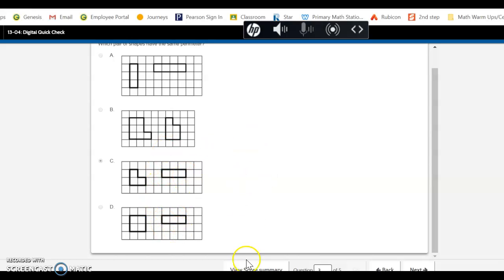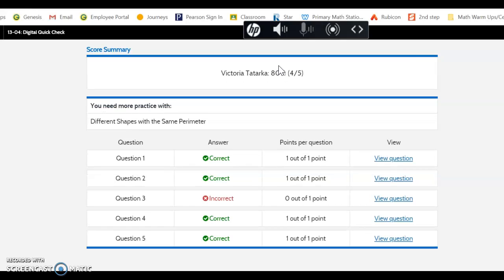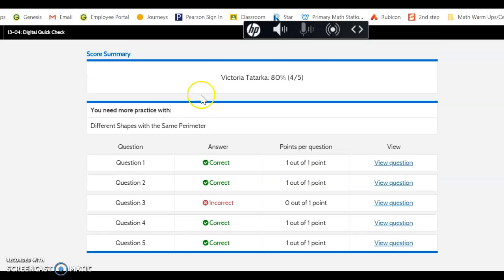If you picked either one and it shows you in your score summary that it's wrong, no worries. Everybody should have been able to get at least an 80. If not, no worries. If you still have questions on any of the problems on the quick check, even after watching this video, please send one of your teachers an email or a comment. Thank you.